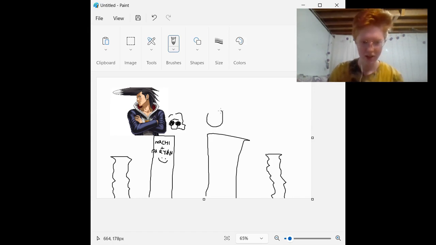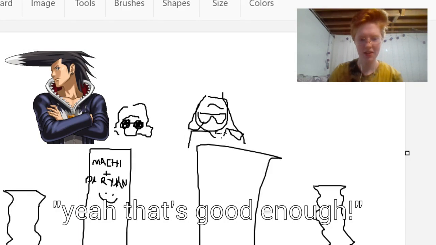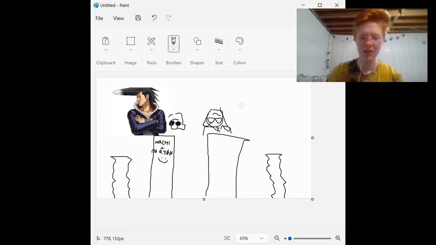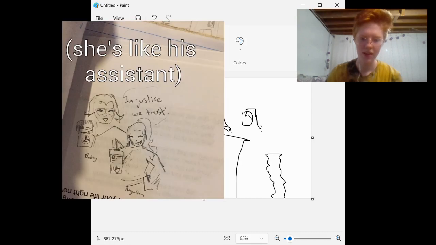So, the second pillar has Bobby. Oh, okay. That's his hair. He does not look good. Yeah, that's good enough. Right? It's got Bobby, and then we're going to have a new Phantom. This is her hair. Like a ponytail.